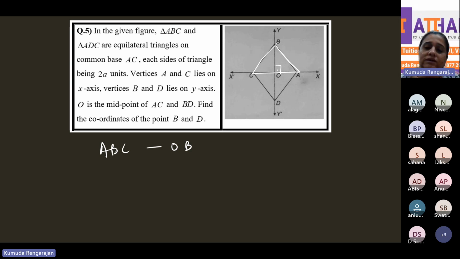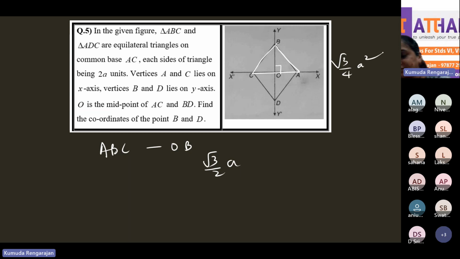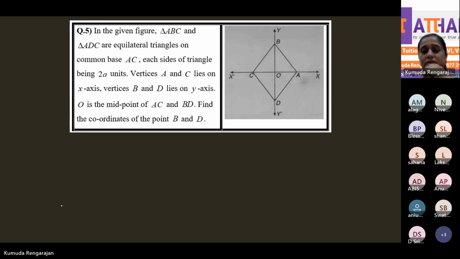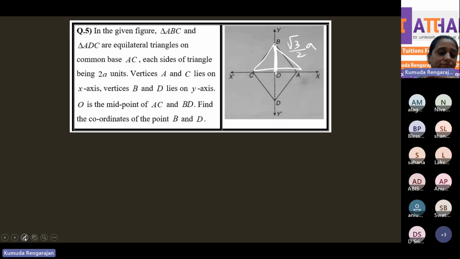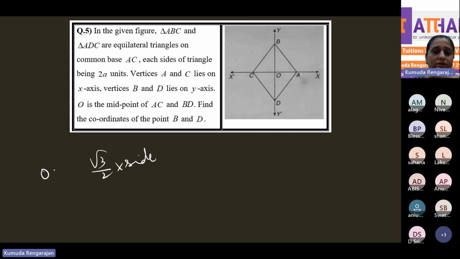And how do you find the altitude of an equilateral triangle ABC? Root 3 by 4A square is the formula to find the area of the triangle. Root 3 by 2 into side is the formula to find the altitude of an equilateral triangle. OB is the altitude of the equilateral triangle ABC. So to find its length, we use root 3 by 2 into side.